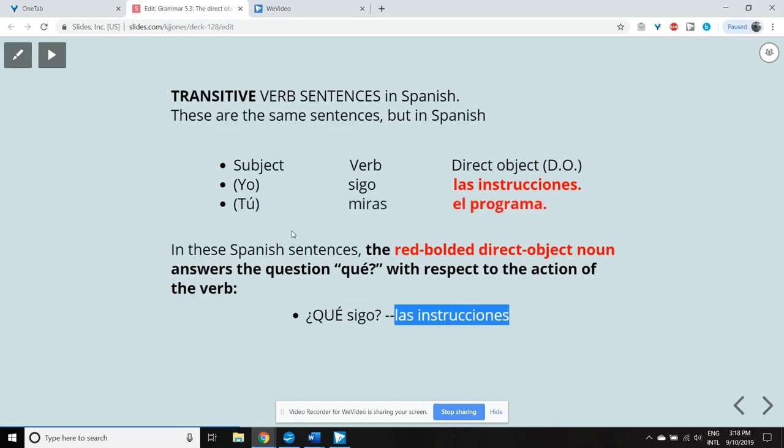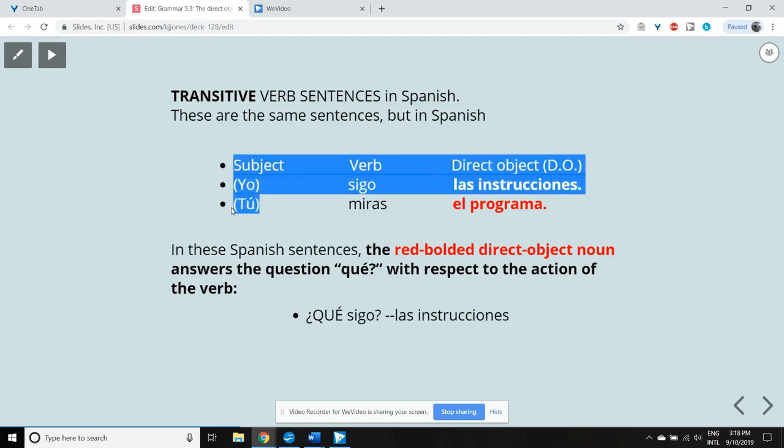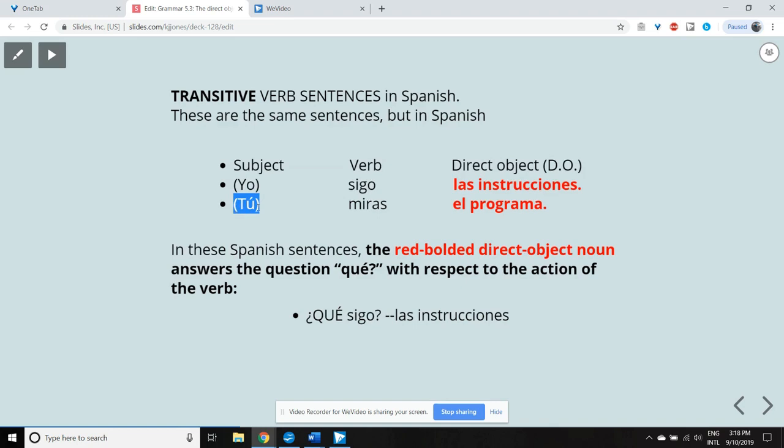This is the same one as our second English example. Tú miras el programa. And again, the subject pronoun tú can totally be dropped. Spanish is a pro-drop language, and unquestionably the subject of miras is tú. But just to show you that the syntax can be parallel, I'll keep it here. So our subject in the sentence is tú. Our verb is miras, and our direct object is el programa. Got it? And of course, that el programa answers the question, ¿qué miras? ¿Qué miras? El programa, right?